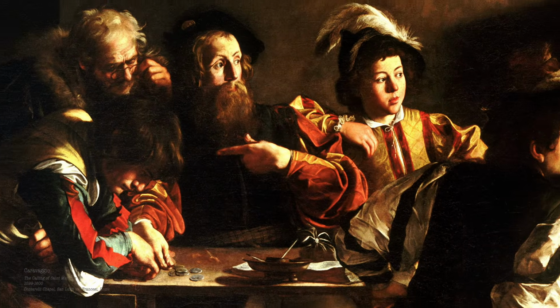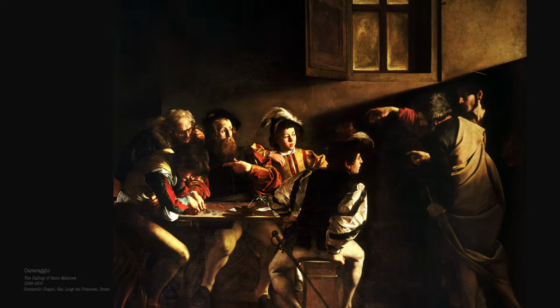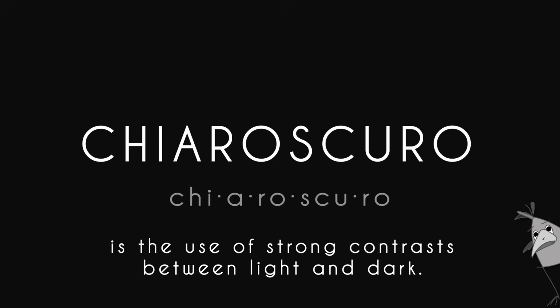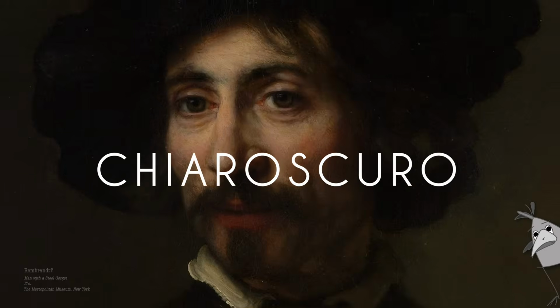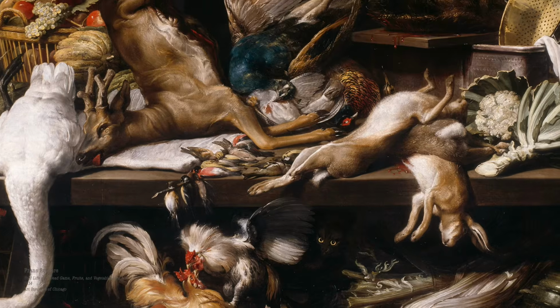Value is so important in the creation of art that a special term has been created to describe the use of light and dark in a piece of art. Chiaroscuro is the use of strong contrasts between light and dark. These bold contrasts affect the whole composition.